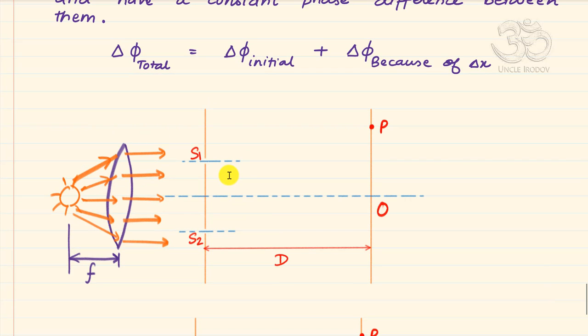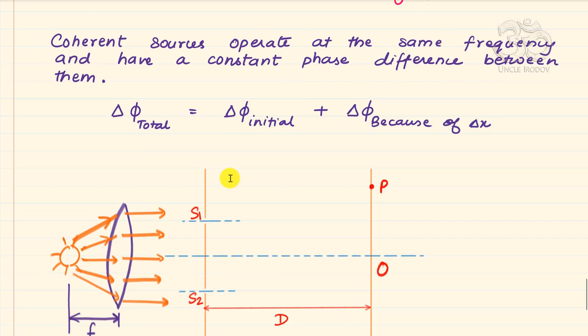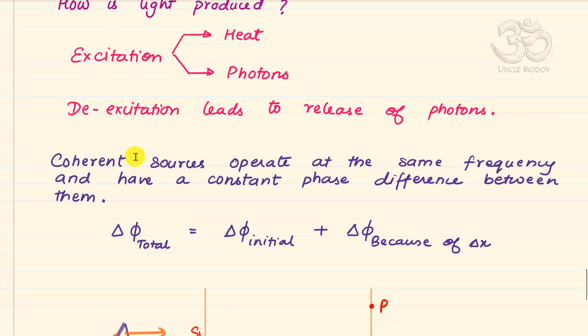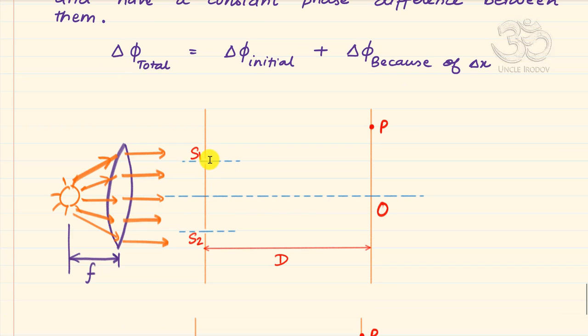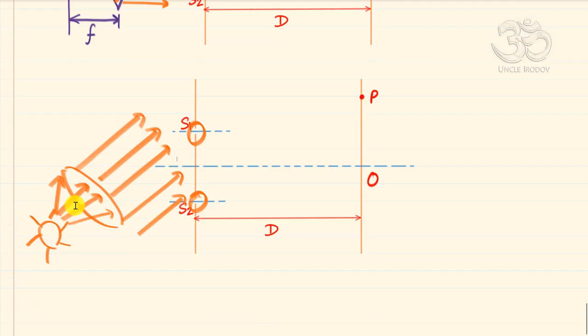More on that as and when it appears in any of the problems. But you have to keep in mind that we need coherent sources. So one way to create coherent sources S1 and S2 is to create them using a single basic source. That is what we will do for all the Young's experiments that we are going to perform.